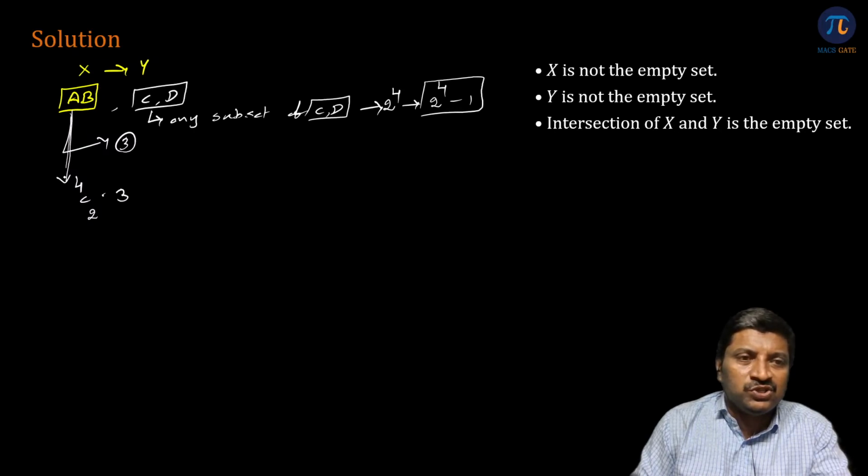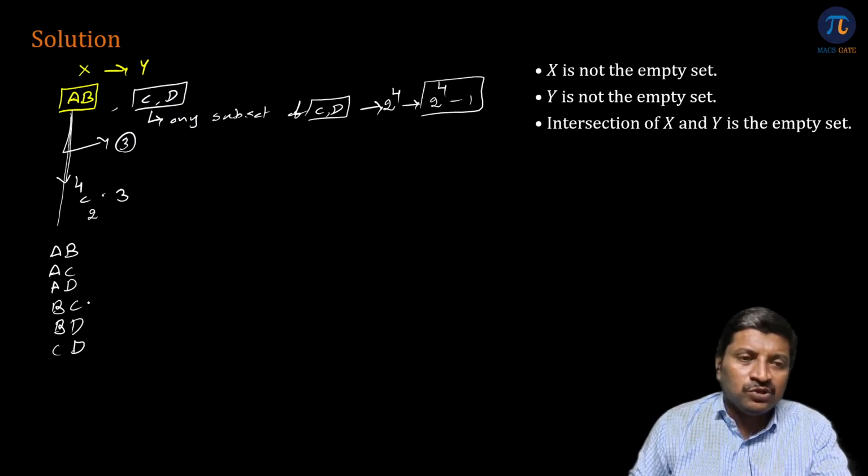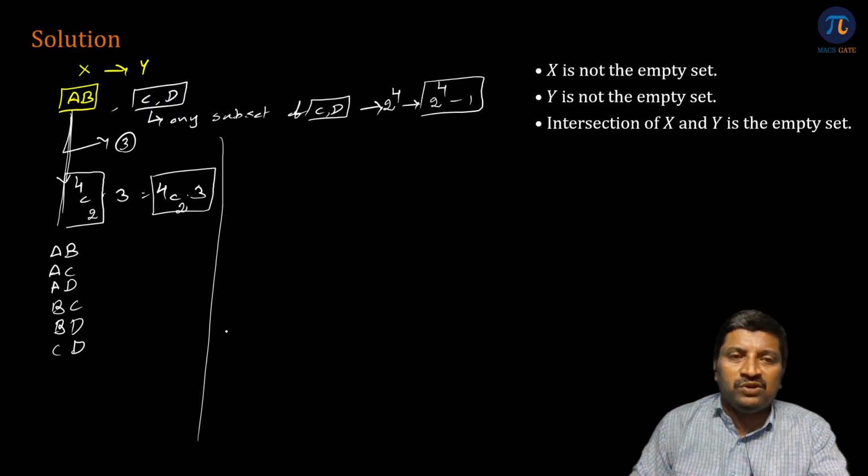Or if you want, you can list this also. On the left side, I can write AB, AC, AD, BC, BD, CD. Total is 6, and 6 is nothing but 4C2. So 4C2 into 3. Hope you understood it. So this is the case when the left side has 2 values.